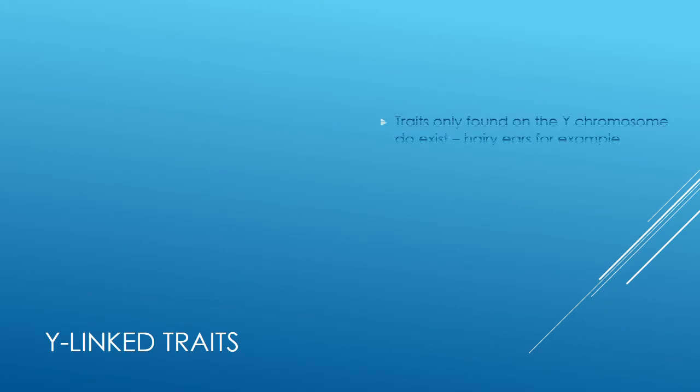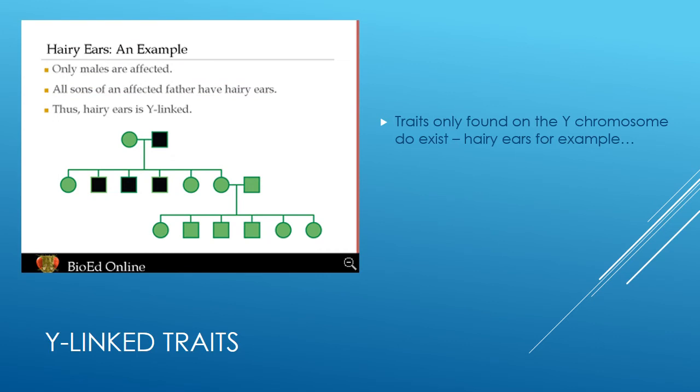All right. There are some traits that are found only on the Y chromosome. And one of them is kind of a funny one. It's hairy ears. And so it's found solely on the Y chromosome. Males are the only ones affected. And because it's only on the Y chromosome, if a guy has a son, the Y chromosome comes from him, so the son will always have hairy ears as well. So if any of you out there are wondering if you're going to end up with this, you need to look at your dad. There you go.